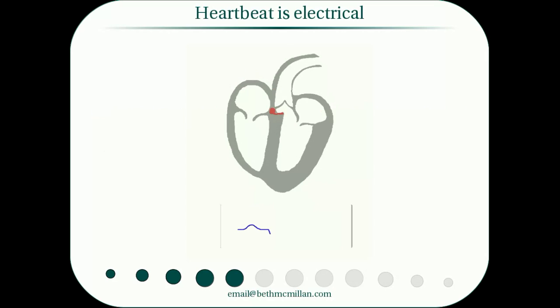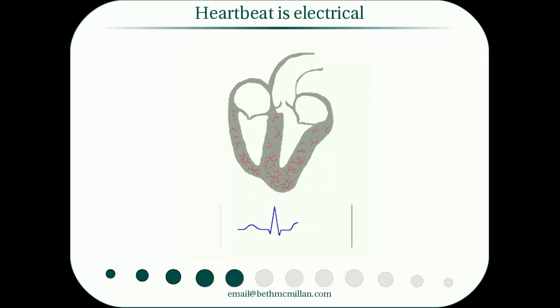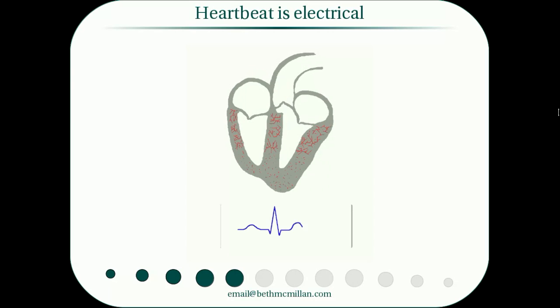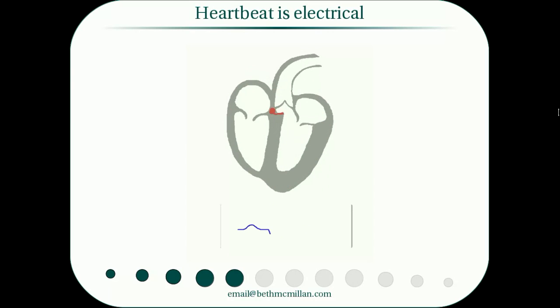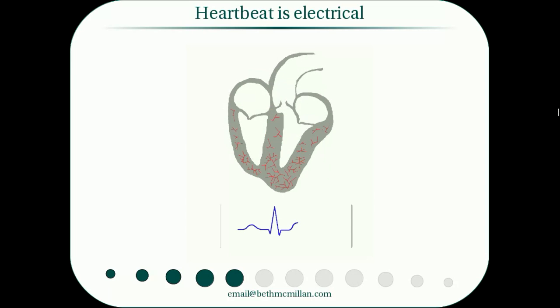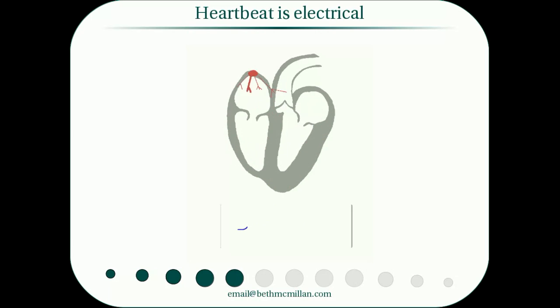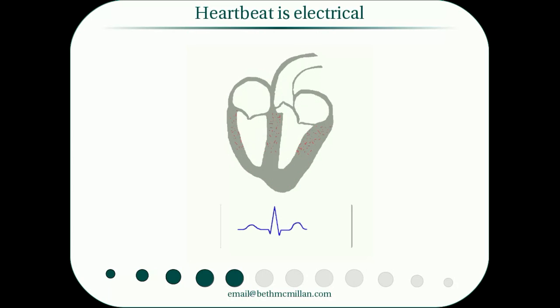The order in which the chambers of the heart contract is vital to its function pumping blood around the body, and this order is maintained by the electrical activity of the heart. You can see in this slide the grey heart tissue, and the red lines which signify electrical excitation. The blue line underneath is an electrocardiogram, which you might have seen on a heart monitor before. You can see that the electrical stimulation happens just before the tissue contracts.